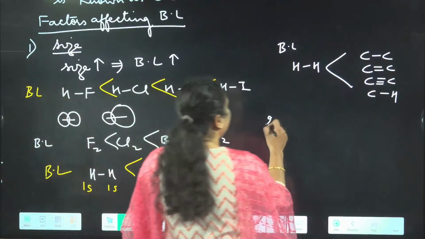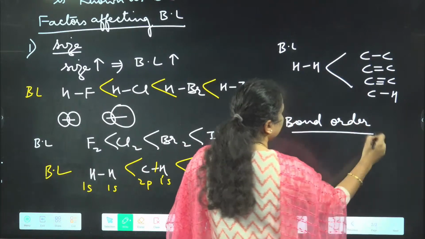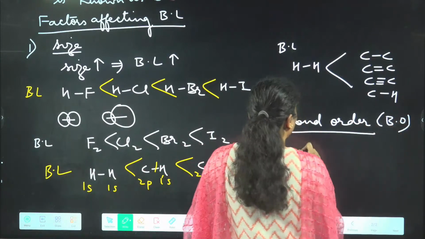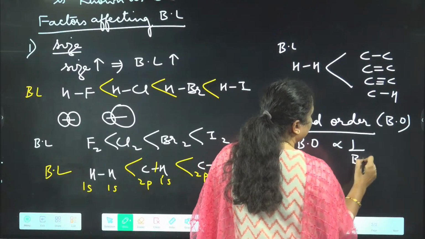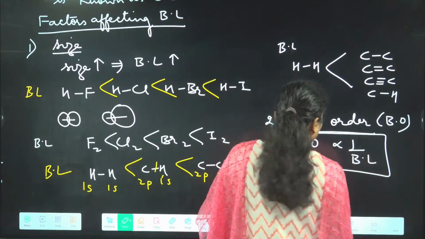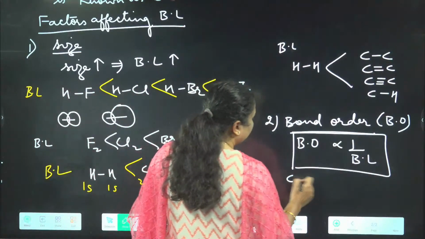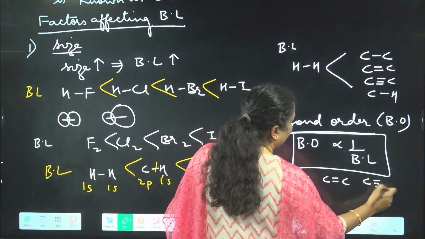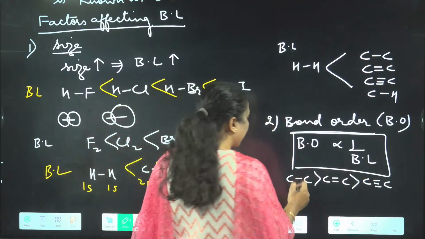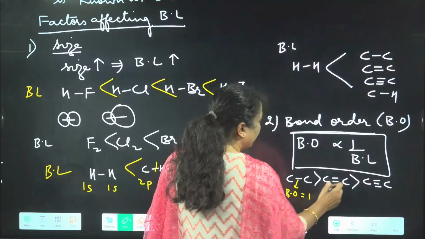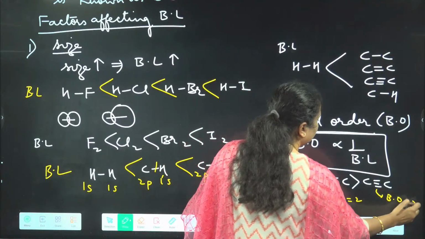Now, the second factor over here is bond order. We know that if bond order increases, force of attraction between two atoms increases, and hence the bond length is going to decrease. So bond order is inversely proportional to bond length. If I talk about bond length here, single bond, double bond, triple bond C, you know that the bond length is going to be like this, because here bond order is 1, here bond order is 2, here you have bond order as 3.